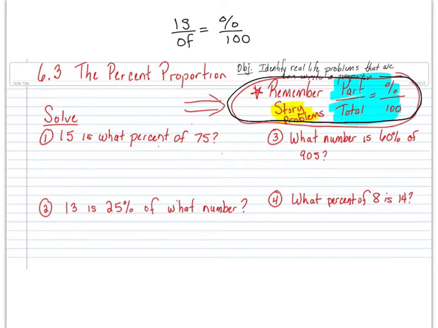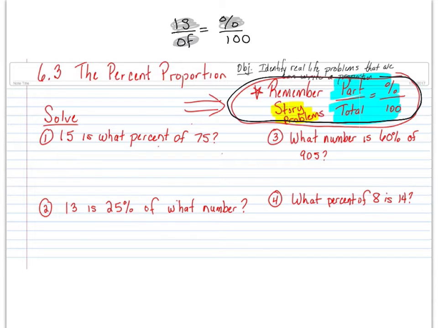Okay? Whatever number is next to the word is represents is. Whatever's with of right next to it represents of. And then if you have a percent or a percent sign, that goes there. So one of these three, is, of, or percent, will be missing. Okay, so look at number one.